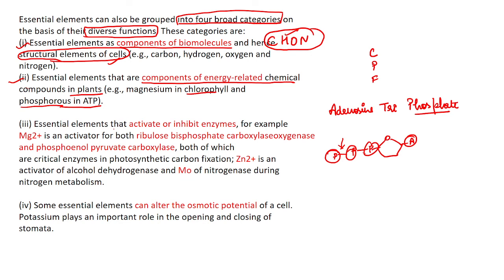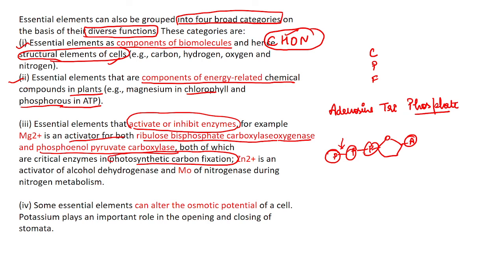Fine. Now, next is your essential elements that activate or inhibit enzymes. So there are certain elements which help in activating or also inhibiting the enzymes. Say for example, magnesium is the activator for both ribulose bisphosphate carboxylase oxygenase and your phosphoenol pyruvate carboxylase. So these two enzymes are very critical enzymes which are important in photosynthetic carbon fixation. So these two enzymes are activated in the presence of magnesium. Fine. Then zinc is an activator of alcohol dehydrogenase and molybdenum of nitrogenase, which help in nitrogen metabolism. Fine. So this is on the basis of activation or inhibition of the enzyme.